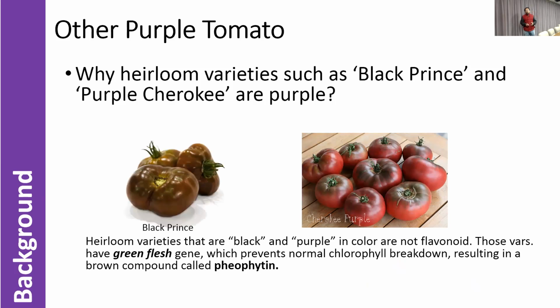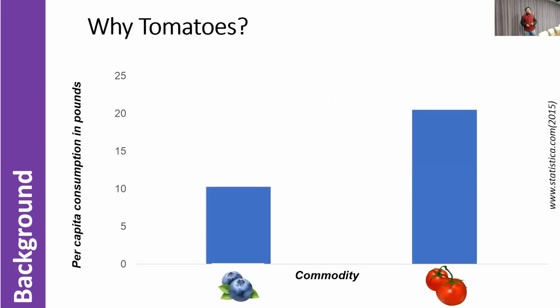So we should not get confused between the purple color in those heirloom varieties and the one we are going to make in our cultivated varieties. So why are we still interested in tomatoes when there are so many fruits and vegetables which have the highest concentration of anthocyanins? For example, blueberries are the number one fruit with the highest content of anthocyanins, but we don't have any anthocyanins in the cultivated tomatoes.